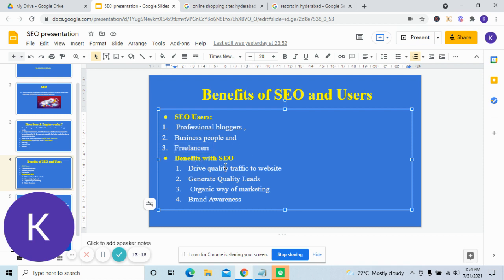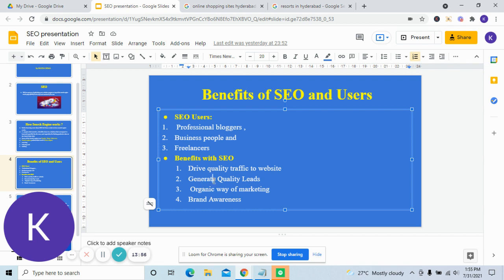Benefits of SEO: these are the benefits while using SEO techniques on your website. It drives quality traffic to the website. By providing quality content, links and all, they can drive traffic to their website. Long-term traffic, that means they can trust your website with the content you're providing. If it's quality content, they are lifelong customers to your site.